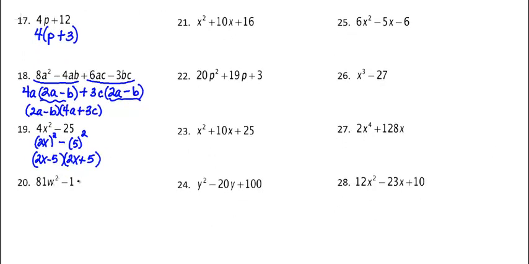81w squared minus 1 is also the difference of squares. 81w squared is 9w squared and 1 is 1 squared. So writing this as the product of conjugates, we get 9w minus 1 times 9w plus 1.